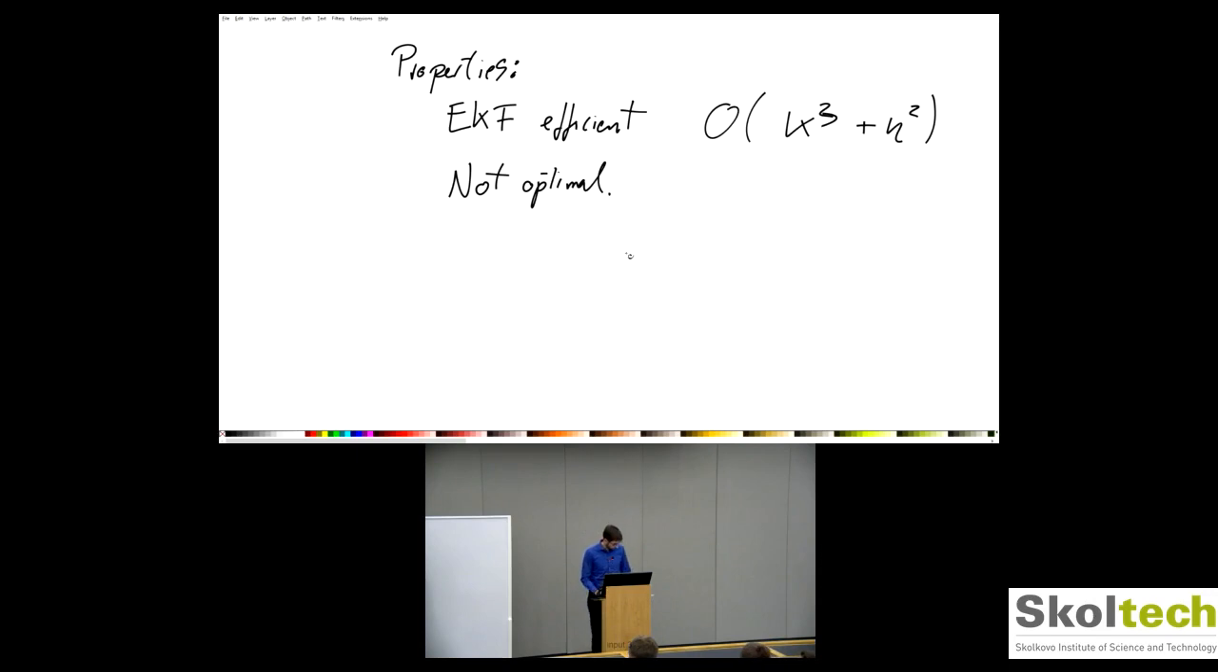Okay, so this is not optimal, but in practice it works well. So this will be a tool for you to use. What is the first approach that you should try? Maybe start with this. If you have a state estimation problem, maybe the EKF is a good one.